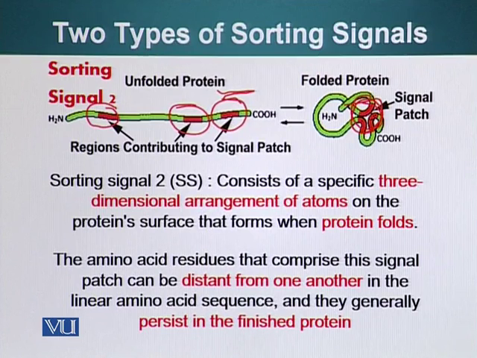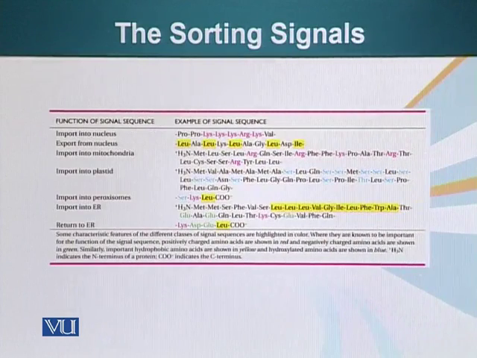The amino acid residues that comprise the signal patch can be distant from each other in the linear amino acid sequence, and they're generally retained in the finished protein. We talked about how sorting signal type 1 generally is cleaved off the mature protein, but sorting signal type 2 is not. So here are some sorting signals for your observation.